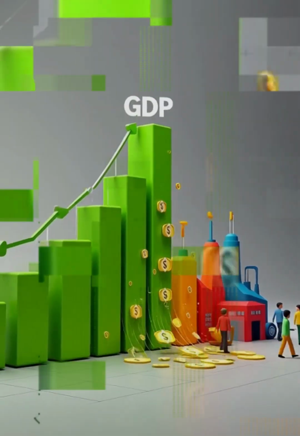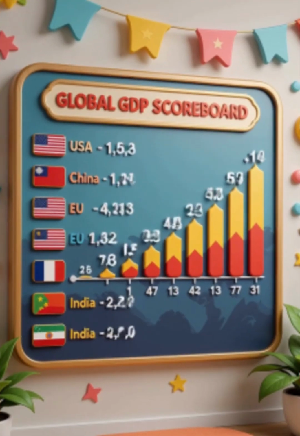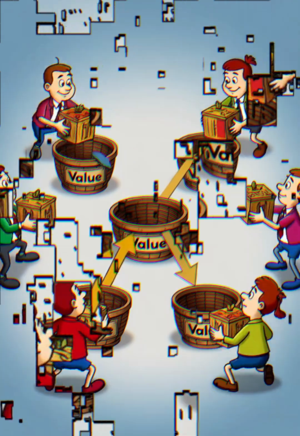Story example. Think of GDP like a school scoreboard. Every country is playing a game. Who can produce the most value? The more businesses create, the more money flows, the stronger the economy.